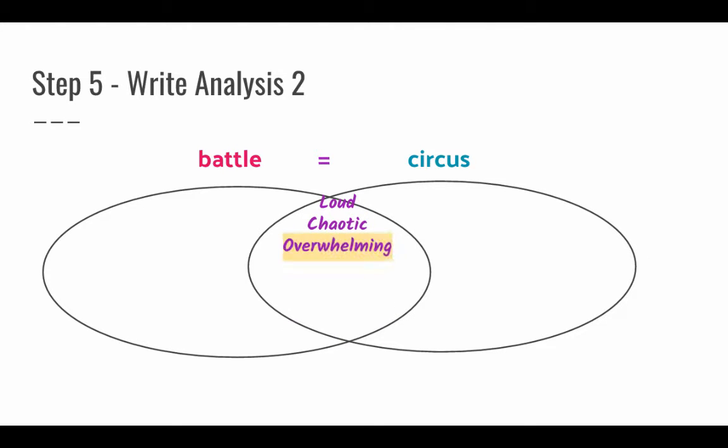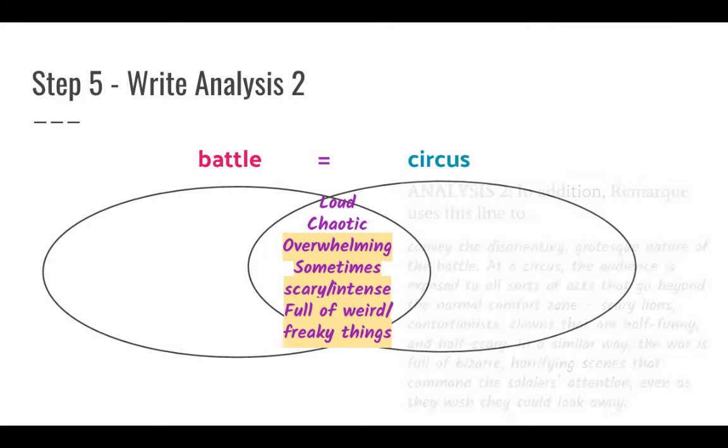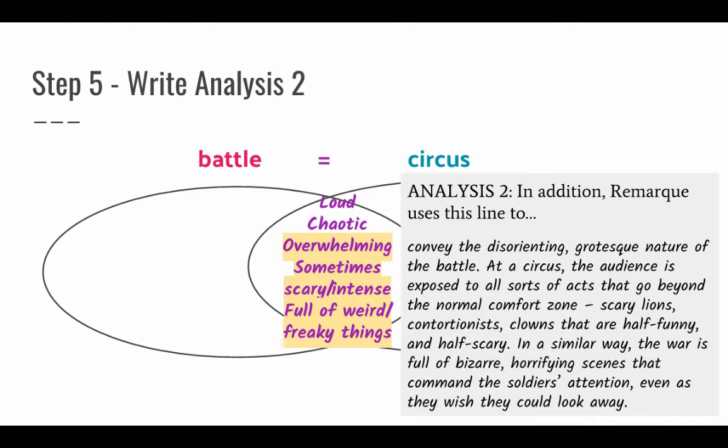So I'm going to move to the other ideas that I came up with and try to explain that in my second piece of analysis, which is this. "In addition, Remarque uses this line to convey the disorienting, grotesque nature of the battle. At a circus, the audience is exposed to all sorts of acts that go beyond the normal comfort zone, like scary lions or contortionists or clowns that are half funny and half scary. In a similar way, the war is full of bizarre, horrifying scenes that command the soldiers' attention, even as they wish they could look away." So now I've written two pieces of analysis to highlight two different similarities that I saw between a battle and a circus.